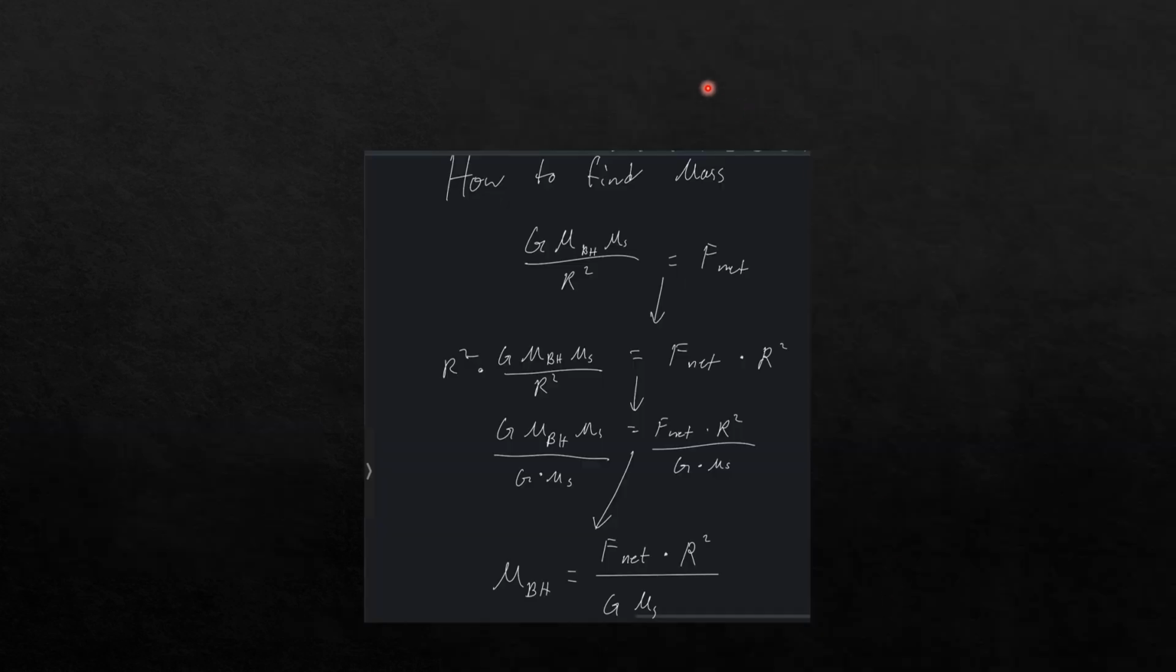So this is how we find mass. We start off with the gravitational formula, and then we have to move over r squared. And then from here, we are stuck with G times the mass of the black hole times the mass of the star is equal to F net times r squared. And then we have to get rid of G, and we have to get rid of the mass of the star, which will leave us with the mass of the black hole is equal to F net times r squared over G times the mass of the star.